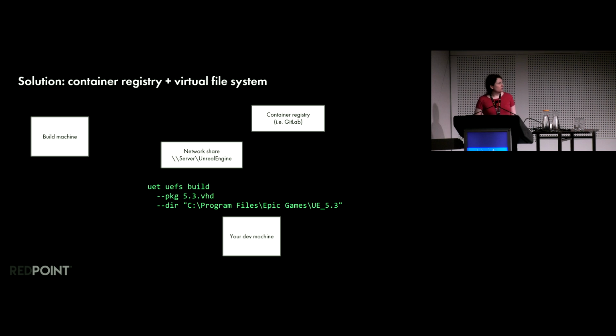How does this work? Like before, we build our VHD package off the directory. We've got our container registry. Of note, GitLab comes with a container registry that you can conveniently use for this. And we've got our network share, which again, you probably already have set up because you've set up a network share for the build artifacts.